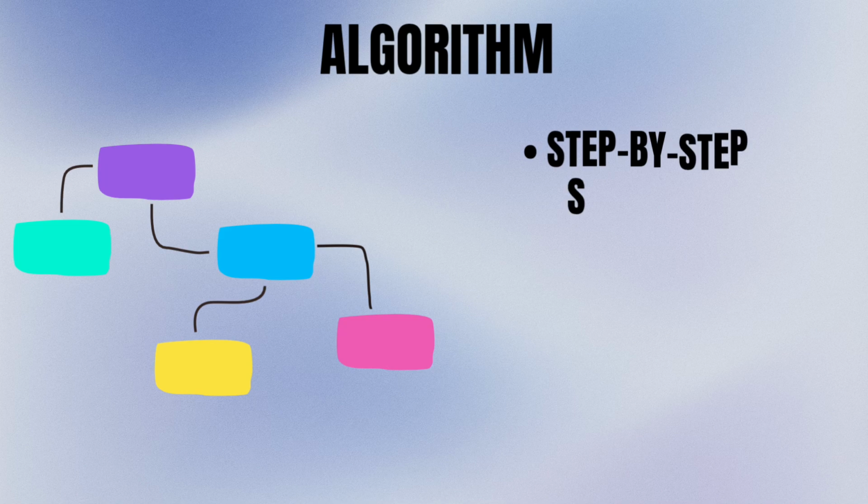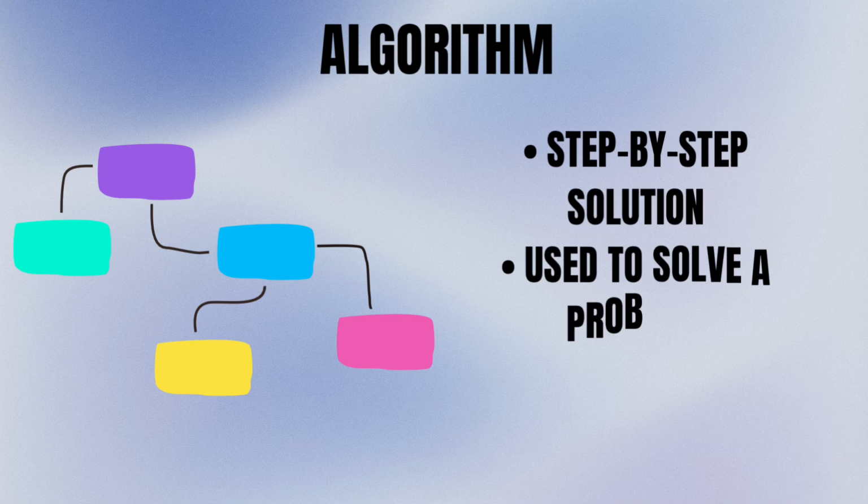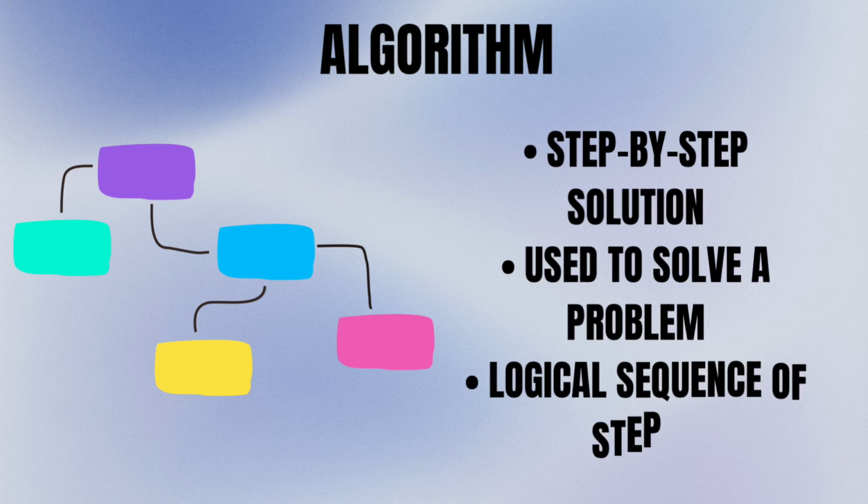Let us first understand what an algorithm is. An algorithm is a step-by-step procedure to solve a problem. It consists of a sequence of instructions that are followed to get the desired results.